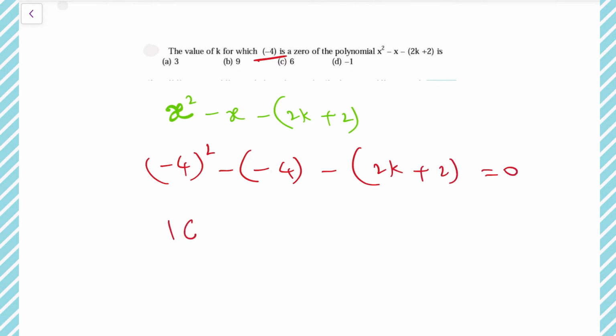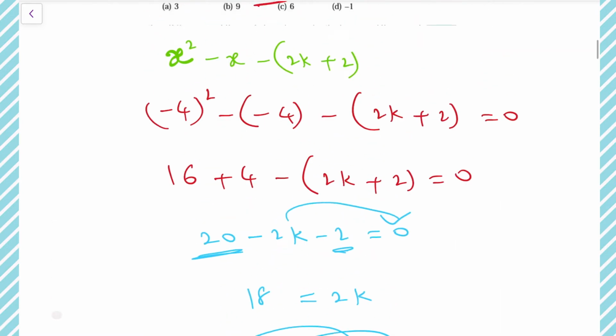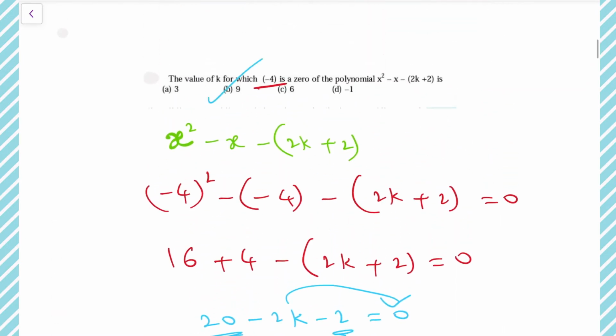Minus 4 square is 16, minus into minus 4 is plus 4, minus of 2k plus 2 is equal to 0. Now 16 plus 4 is 20, minus into 2k is minus 2k, minus into plus 2 is minus 2, which is equal to 0 again. So 20 minus 2 is 18, and this minus 2k I am taking to the right side, so it becomes plus 2k. Then the k value is 9. So option B is the correct option.